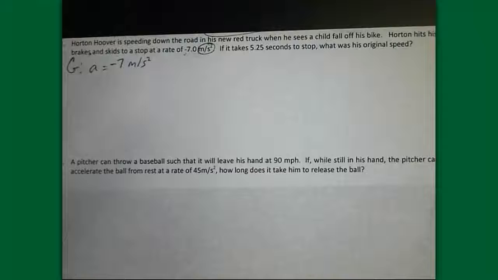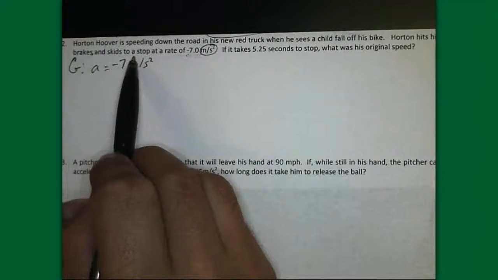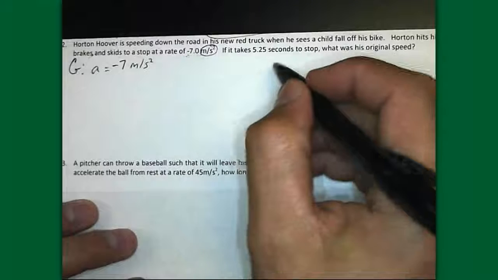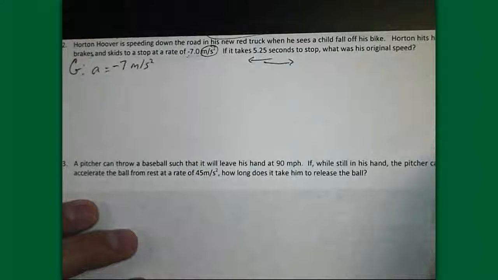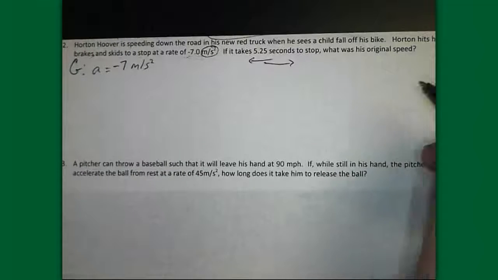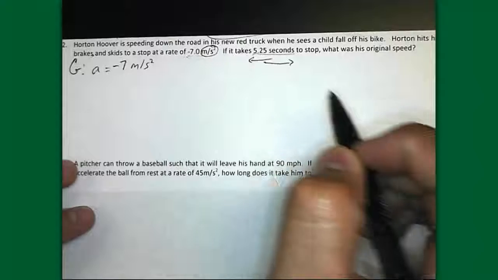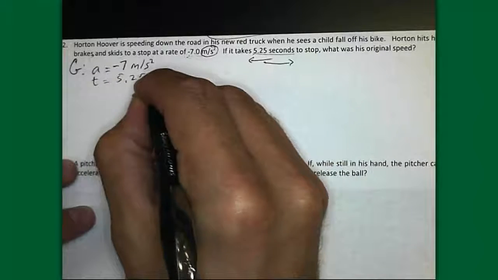That makes sense because if he's moving in a positive direction and he skids to a stop, he must have a negative acceleration in order to do that. In other words, he's moving in this direction and the force has to pull in this direction in order to stop him, to get him to slow down. All right, so that's acceleration. What else are we given? Well, it looks like 5.25 seconds, and that's a time. So my time is 5.25 seconds.